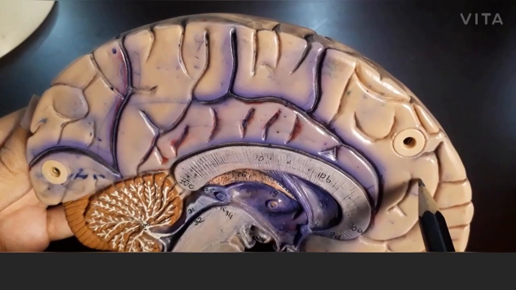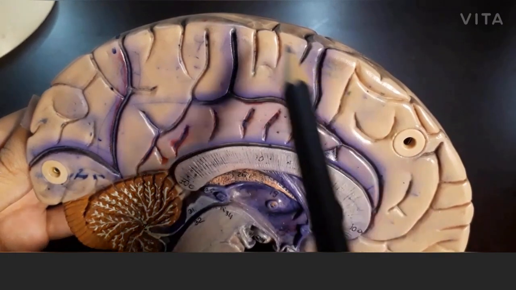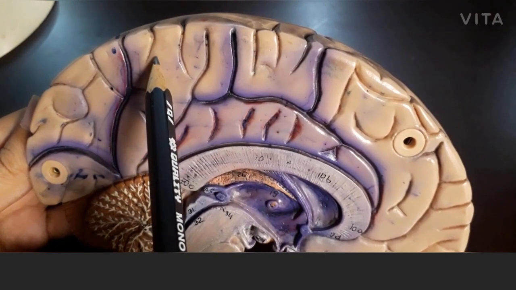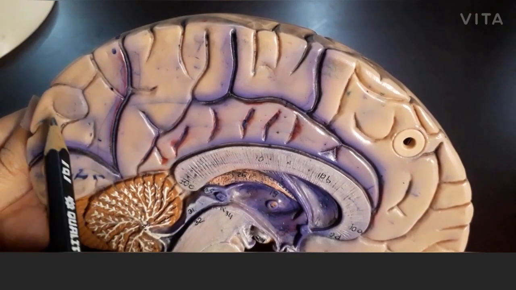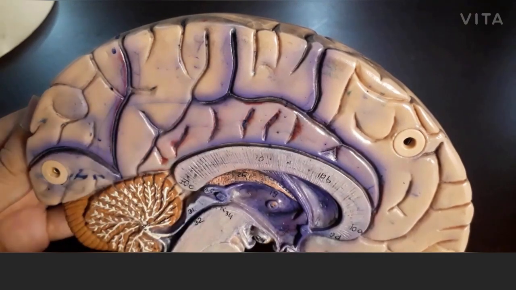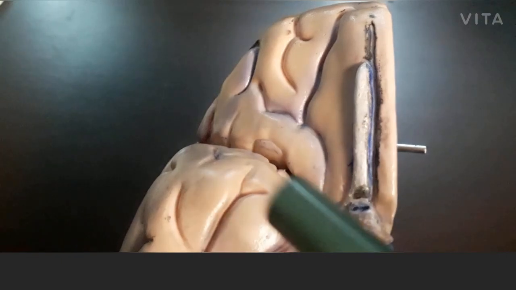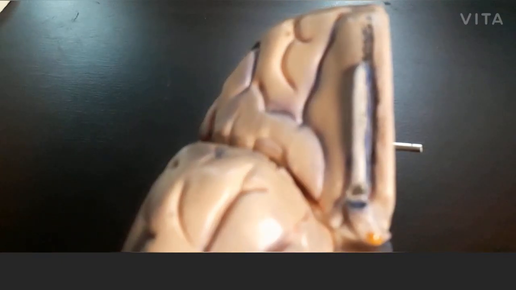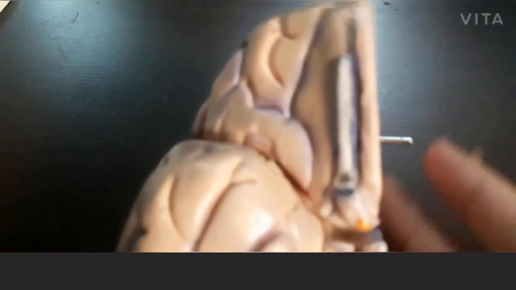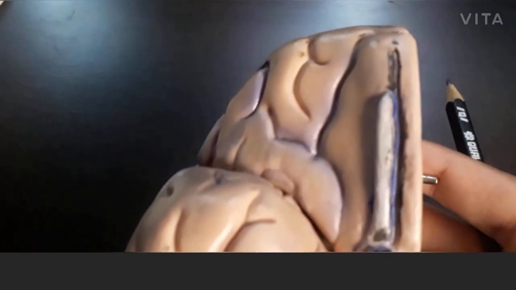So medial frontal gyrus, paracentral lobule, precuneus and cuneus, these are the parts which are present on the medial surface of cerebral hemisphere. This is the stem of lateral sulcus, which divides the inferior surface into this anterior orbital part, while this part is called tentorial surface.